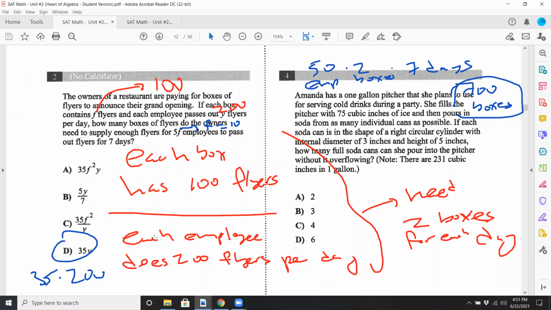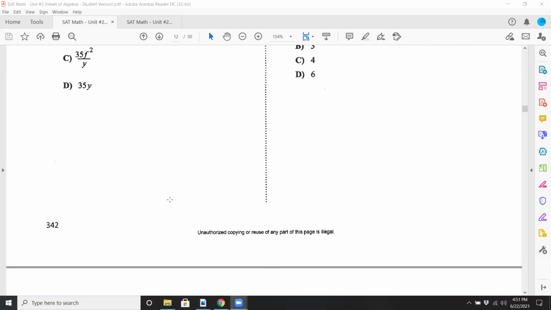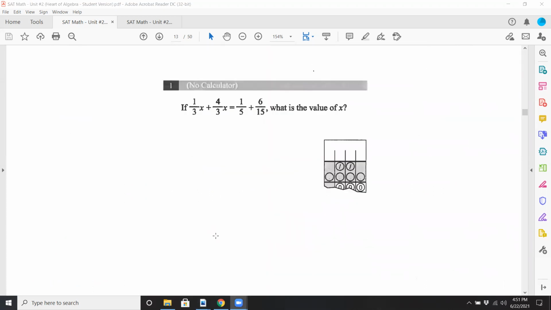Yeah, 50 times 2 is 100. 100 times 7. Oh boy. Okay. Well, anyway, let's keep moving. We can do this all day. Let's move on to solving linear equations.